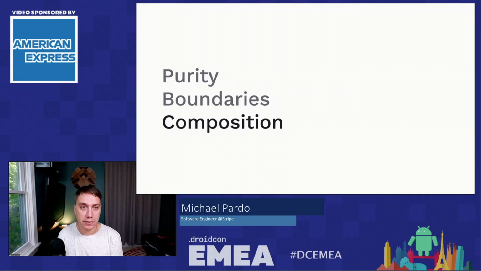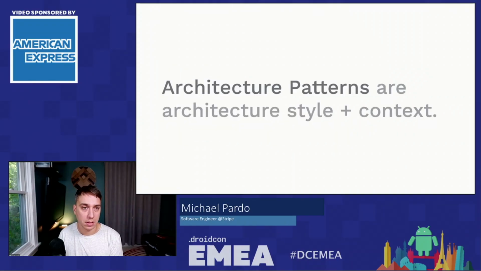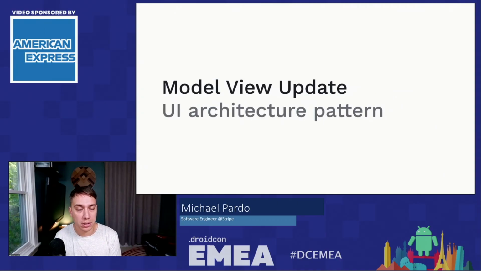And in this session, we'll visit each of these again in a specific context. When an architecture style is applied to a specific context, we call that an architecture pattern. And today we're going to look at an architecture pattern for managing user interfaces called Model View Update, or MVU for short.